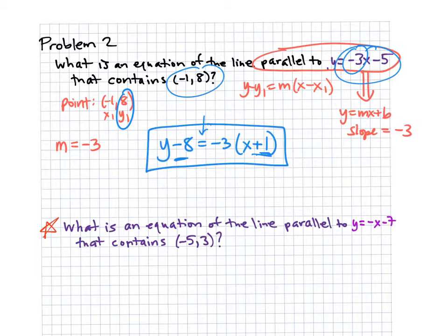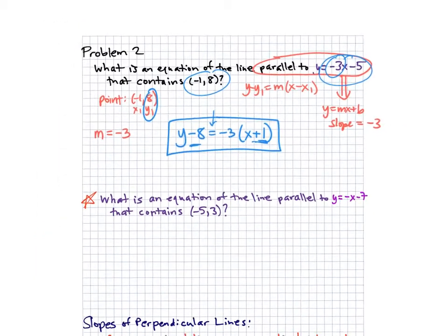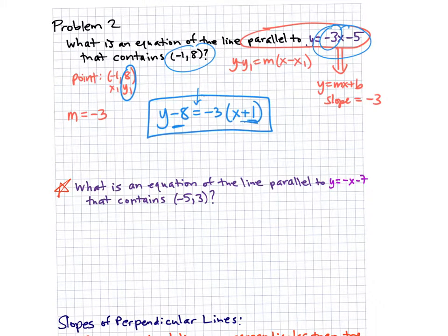Okay, so try this next one on your own. Pause the video. See if you can find an equation of a line that's parallel to this line and that contains the point -5, 3. So push pause, try this on your own, and then check back for the solution.